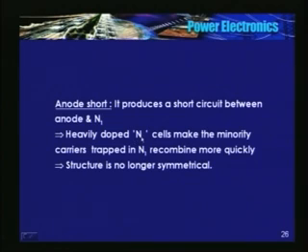So this highly doped N cells helped the minority carriers trapped in N1 recombine more quickly. So therefore, your tail current time reduces. But then the device is no longer symmetrical. Now it can block only the positive voltage, negative voltage it cannot block.